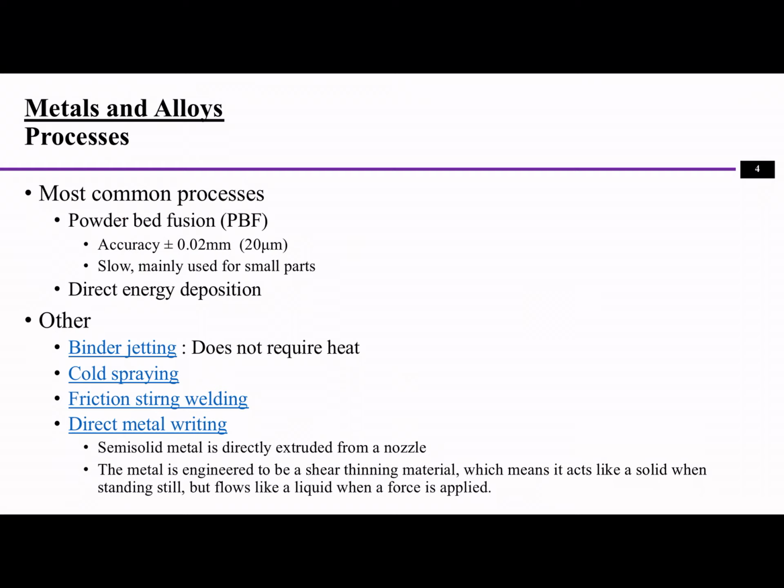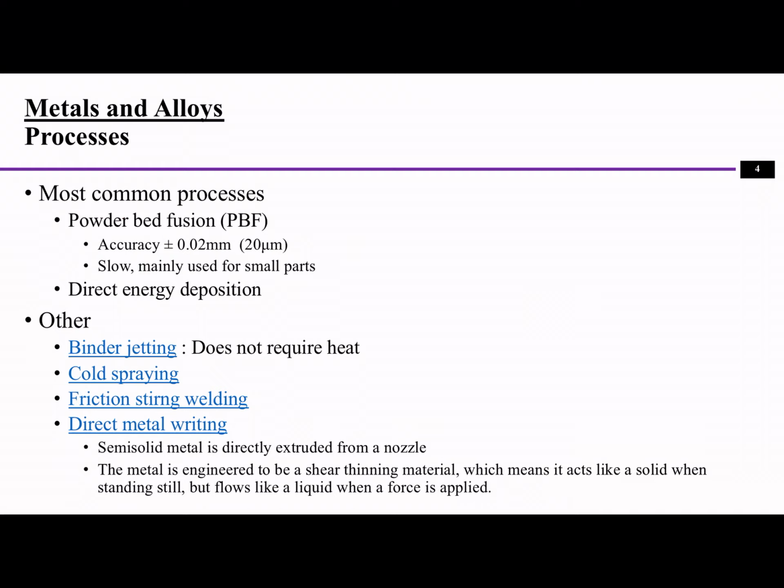The processes for metal 3D printing include powder bed fusion. We talked about it in the last lecture, and usually the accuracy will be around 20 microns. But the problem is all these metal additive manufacturing processes are very slow. It takes many hours to make them. Another common process is directed energy deposition, right? They use electron beams, while powder bed fusion uses lasers.